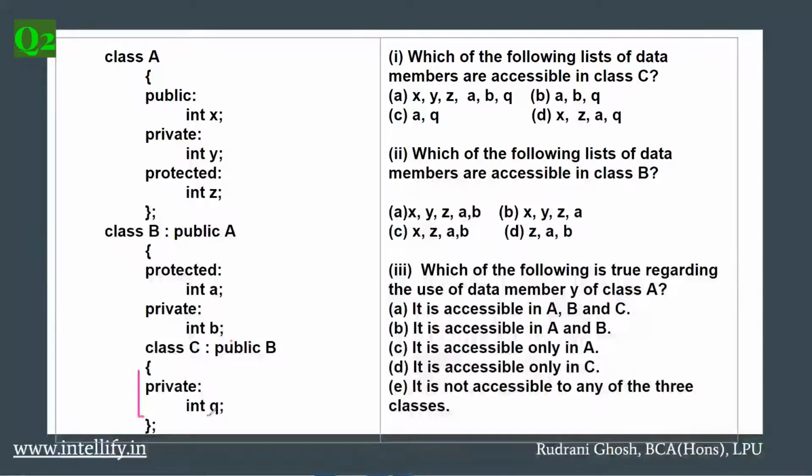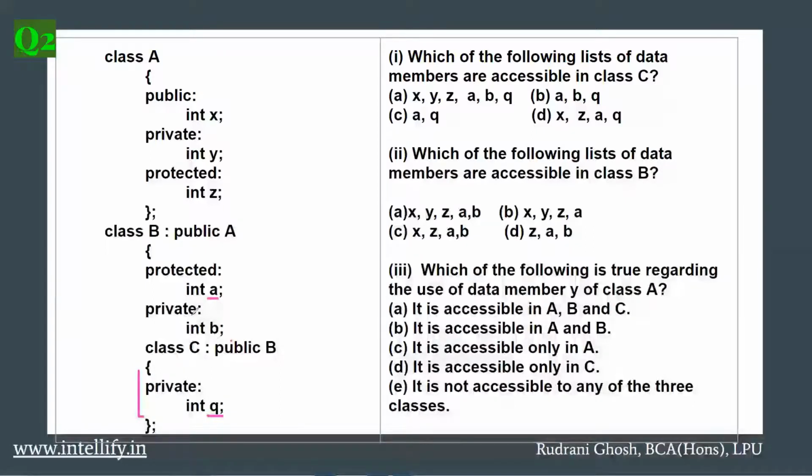As Q is present inside class C, Q is definitely accessible. We are using this public access specifier pointing to B. We know when we access a protected data member of the base class using the public access specifier, that time we inherit that value in a protected manner only. That means A will be visible inside class C as protected.